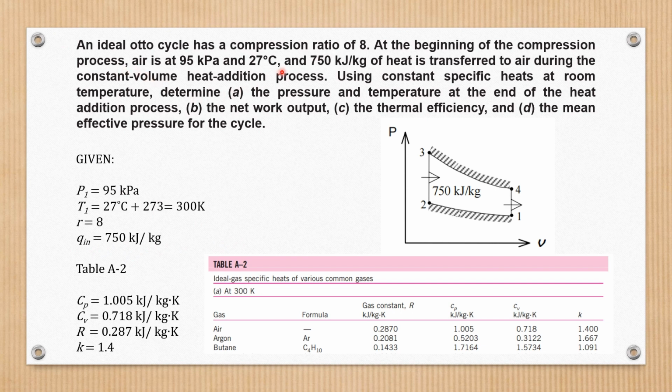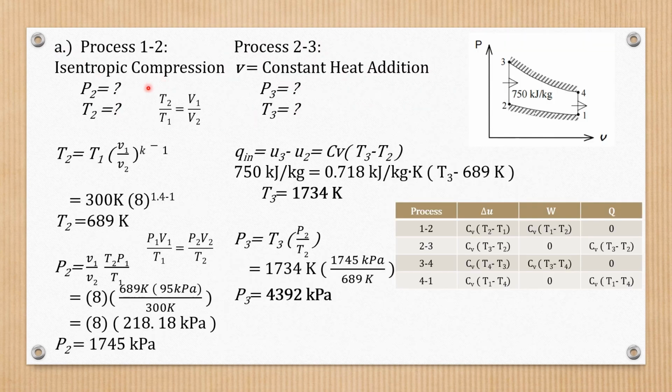So going back to the problem, air is mentioned, and if we look at it in a property table, Table A-2, the air's constant pressure specific heat is equal to 1.005 kilojoules per kilogram times Kelvin, the constant volume specific heat is equal to 0.718 kilojoules per kilogram times Kelvin, and the specific heat ratio of the air is equal to 1.4. So step 1 is the process 1 to 2, which is our isentropic compression.